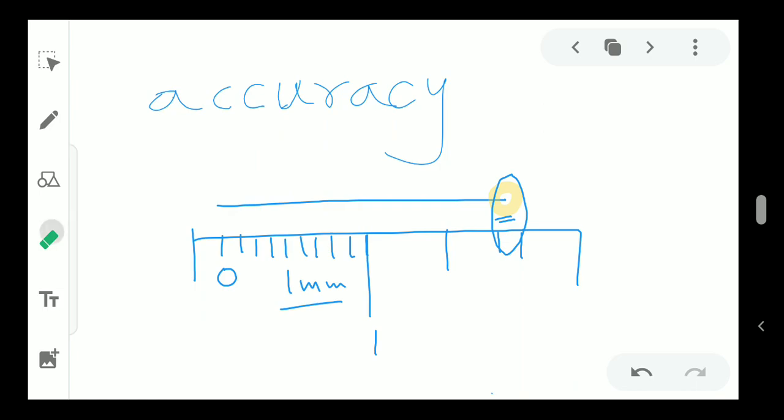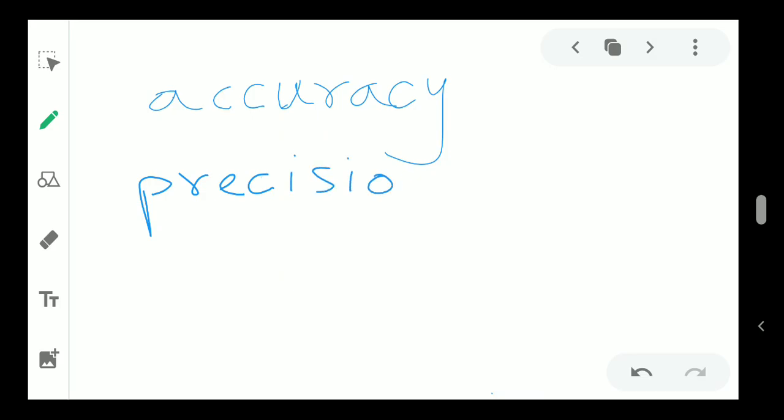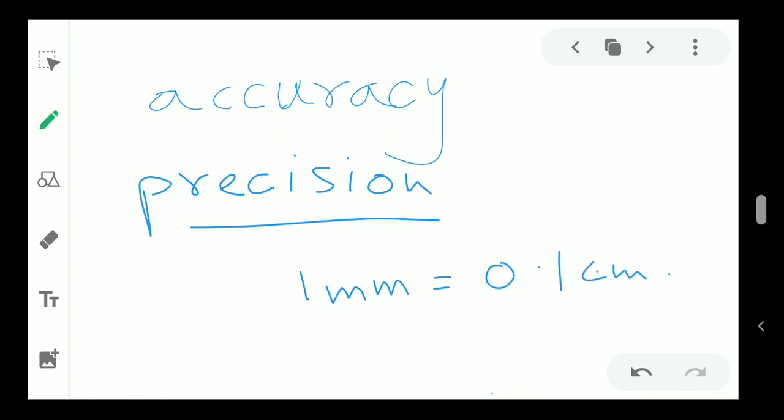Okay, so there are two things which I was talking about. One is your accuracy, and another word is your precision. Now what is precision? Precision means how precise you are in your measurement. That means how small you can measure. Like in a ruler scale, you can measure up to 1 millimeter or 0.1 centimeter. So that means the resolution or the precision is 0.1 in that case. So these two things are important in case of error calculation.